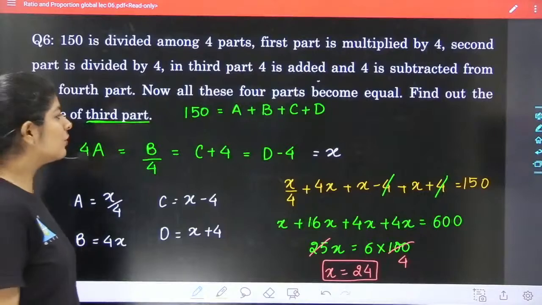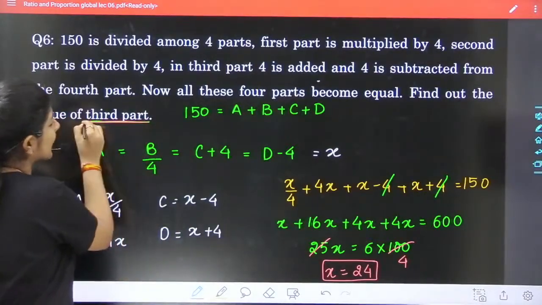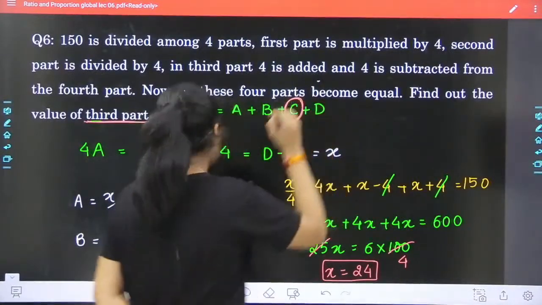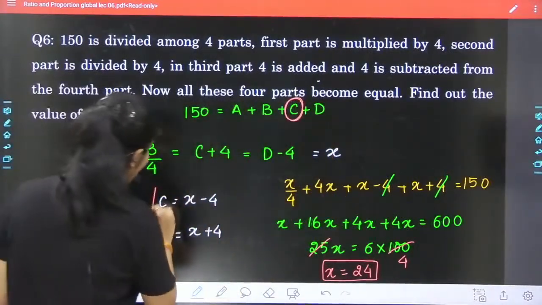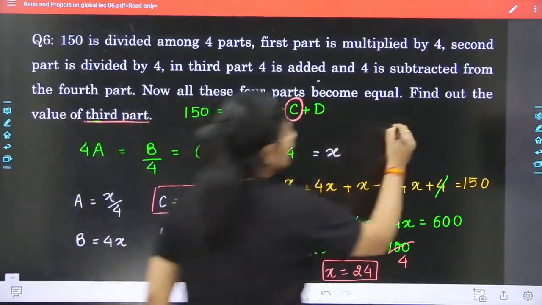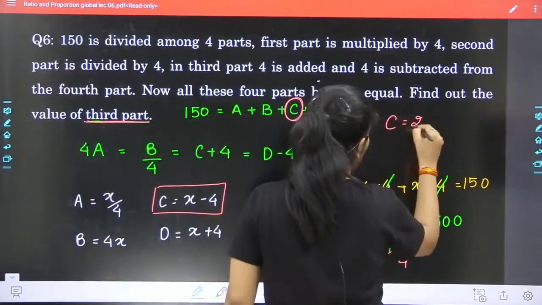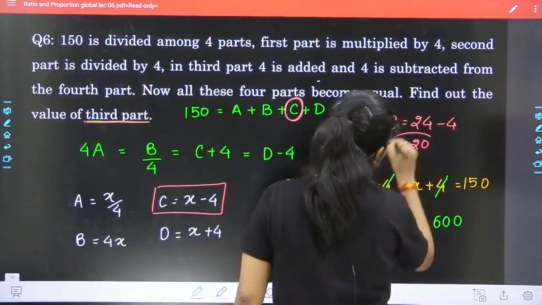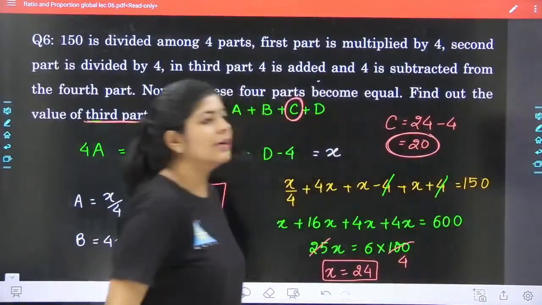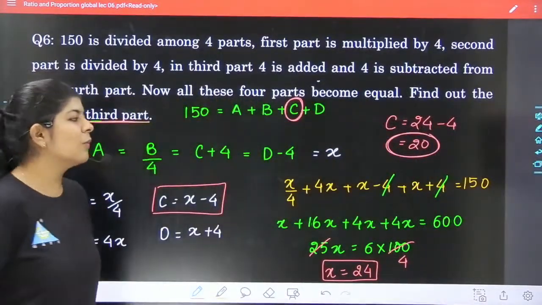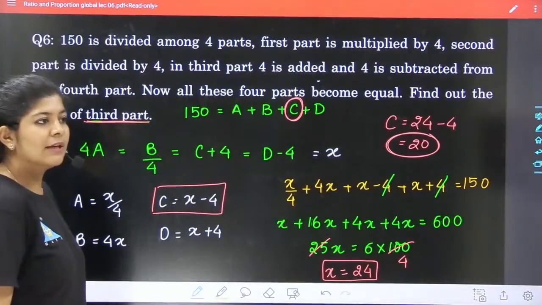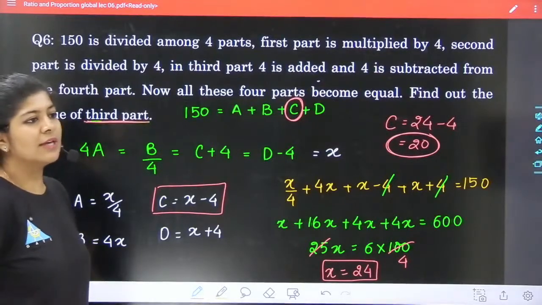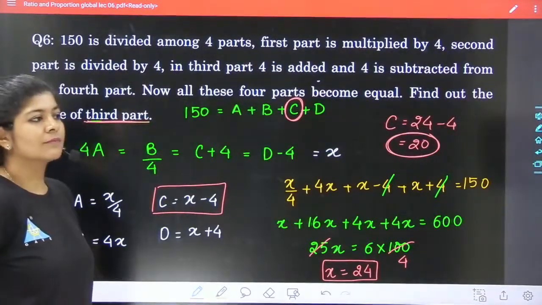But what I have to calculate? I have to calculate just the third part. That means I have to calculate the value of c. And the value of c is equal to x minus 4. So I put the value of x over here, subtract 4 from this, and I get my answer as 20. So the value of the third part in this question is equal to 20. Clear? Very good, Janvi. Very good, Sham. The correct answer of this question is 20. Clear?